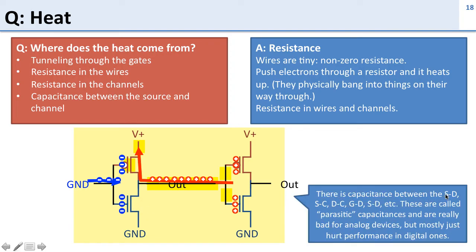In fact, there are capacitances all over the place between the source and the drain, the source and the channel, the drain and the channel, the gate and the drain, the source and the drain. All over the place there are lots of capacitances because these things overlap. These capacitances are called parasitic capacitances, and they're a real pain for analog devices because they change the frequency response, but in digital ones they basically just slow things down a little bit. So there are lots of capacitances all over the place, but they're not the main source of power. That comes from the resistance.